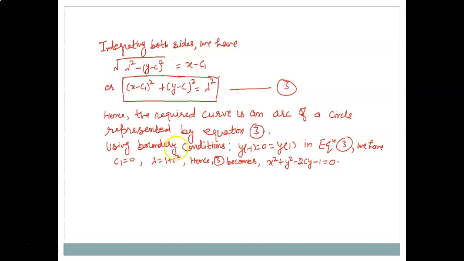Using the boundary conditions y(-1) is 0 and y(1) is 0, in equation 3 we have c1 is 0 and lambda squared equal to 1 plus c squared. Hence this equation 3 reduces to this form.